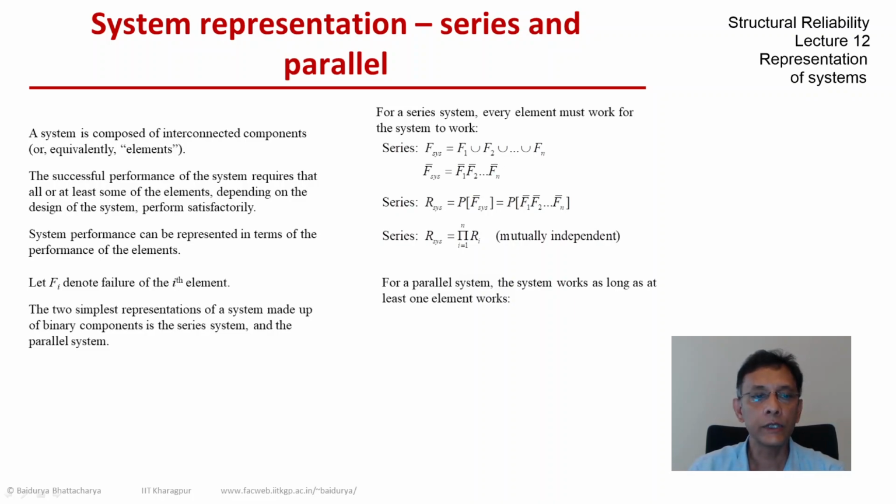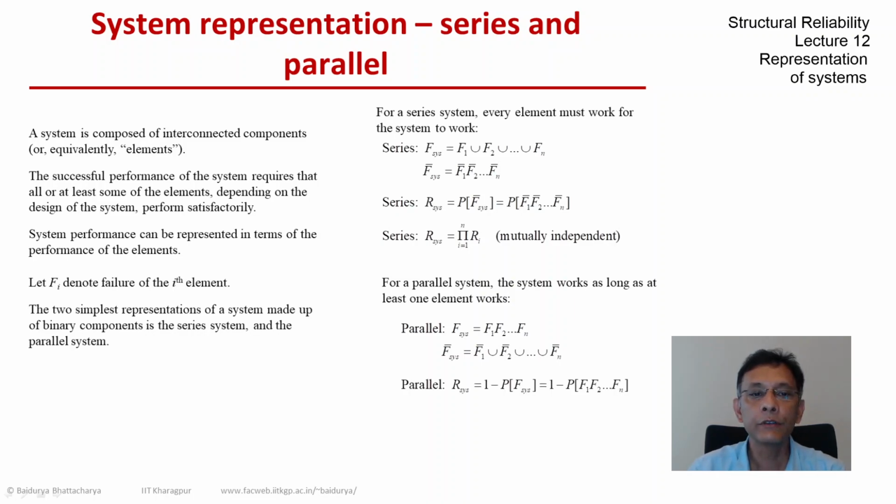On the other extreme, for a parallel system, the system works as long as at least one element works. So that's a very benign configuration, and we can express the system failure as the intersection of all the failure events, all the element failure events, or conversely, the complement, the system survival, is the union of the element survival events.